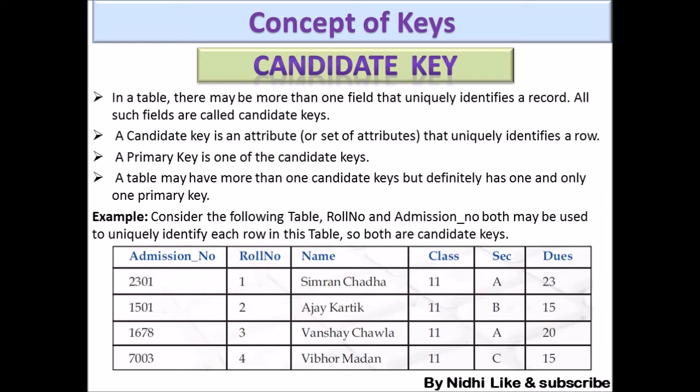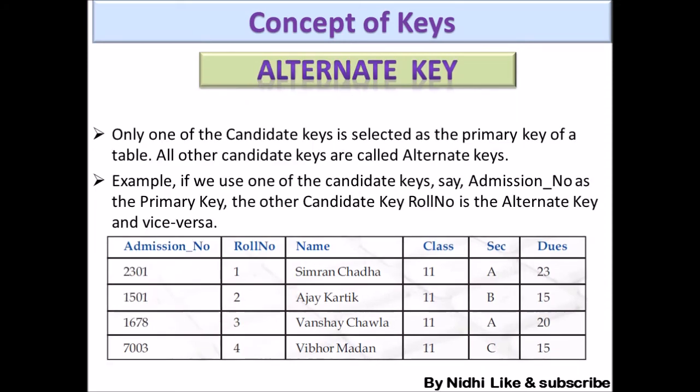Okay. Next is alternate key. Only one of the candidate keys is selected as the primary key of a table. So all other candidate keys are called alternate keys. So in the example, we use one of the candidate keys, say admission number, as the primary key, and the other candidate key, roll number, is known as the alternate key, or it can be vice versa.